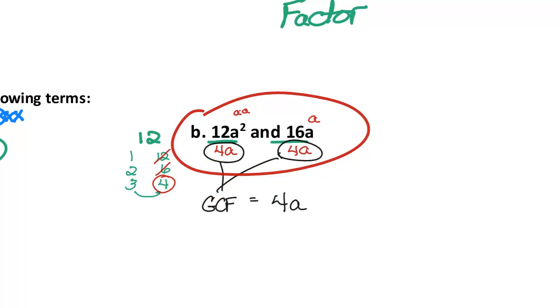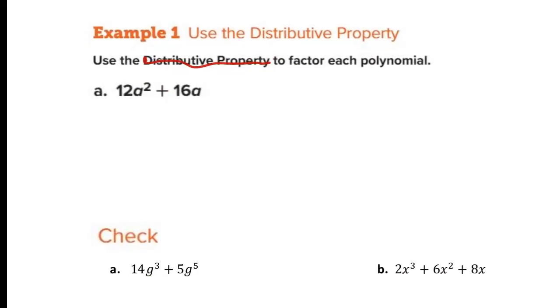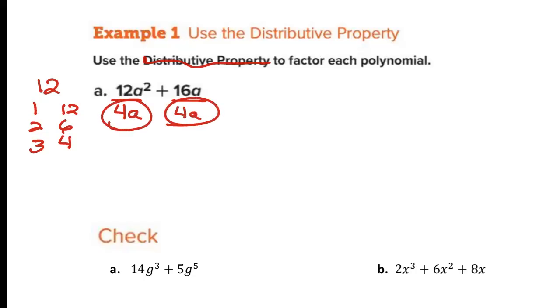Now that we are going to factor this, we are going to use that greatest common factor that we already found, right? Okay. So we already found this over here. We had 12. Then we did the 1, 12, 2, 6, 3, 4, and we divided by 4a. So this goes out in front as our greatest common factor. Okay? So now we have to divide and we have to see what is left.